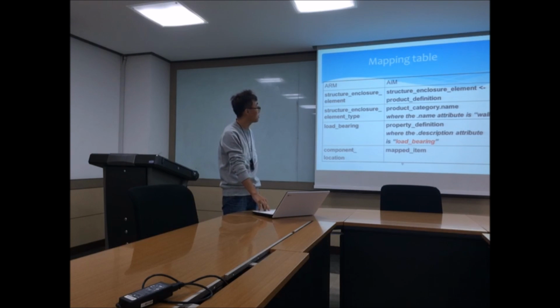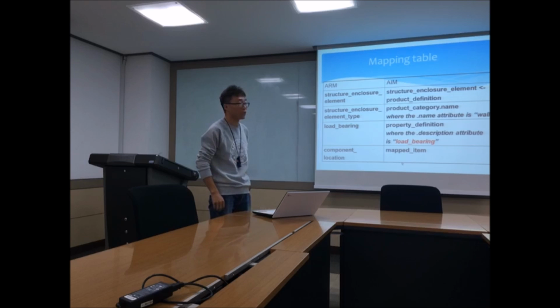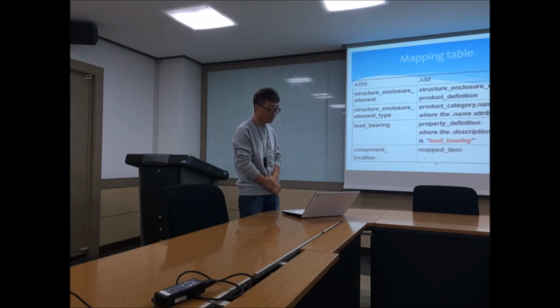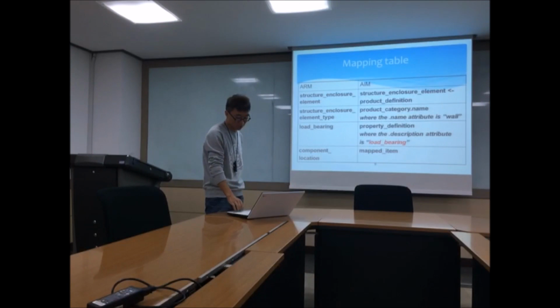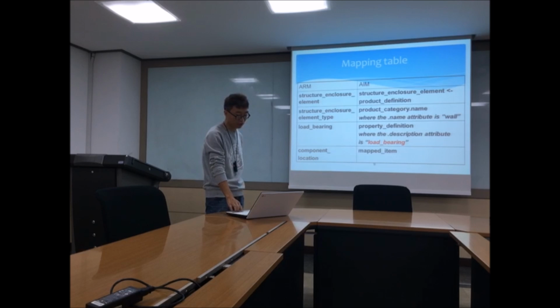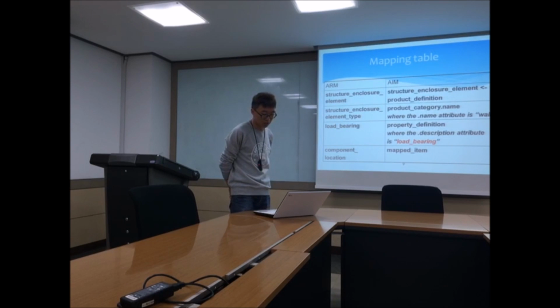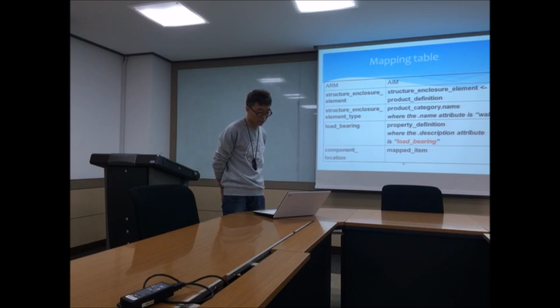For example, here we have a mapping table. For the first row, here, structure enclosure element can be interpreted in AIM with a different phrase. Here it's called structure enclosure element and product definition. And for others, we just need to give it a different name and to define its attribute and also its name.